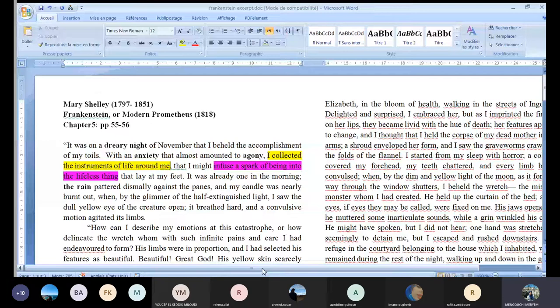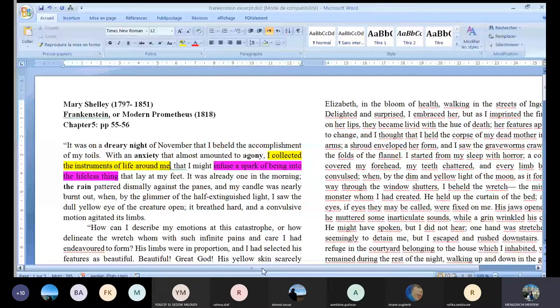So I might infuse a spark of being into the lifeless thing that lay at my feet. It was already 1 a.m. The rain pattered dismally against the panes and my candle was nearly burnt out. Nearly burnt out, so how do you expect the atmosphere to be around him? It's raining, he's anxious, the candle was almost burnt out, so how much light does he have? Dark atmosphere. Yes, it's very dark, okay? When by the glimmer of the half-extinguished light, I saw the dull yellow eye of the creature open. It breathed hard, a convulsive motion agitated his limbs.